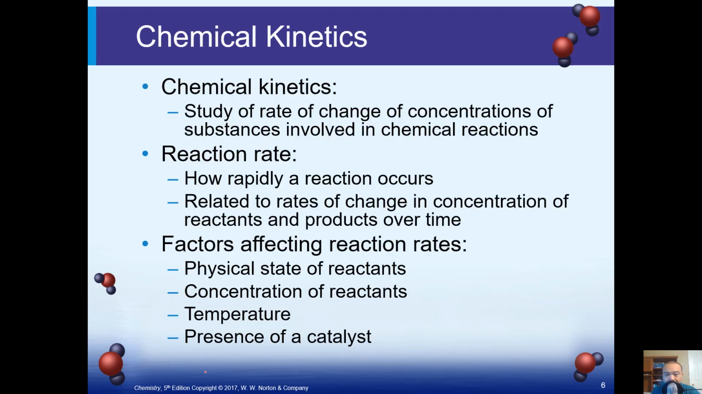We define chemical kinetics as the study of the rate of change of concentrations of the substances involved in a chemical reaction. And the reaction rate is how rapidly a reaction occurs, which is related to the change in concentration of a reactant or product over time. Reaction rates are affected by several factors: physical state of reactants, concentration of reactants, temperature, and the presence of a catalyst.